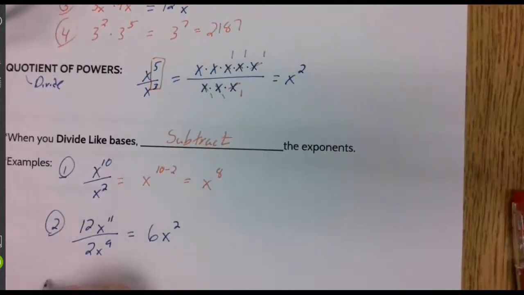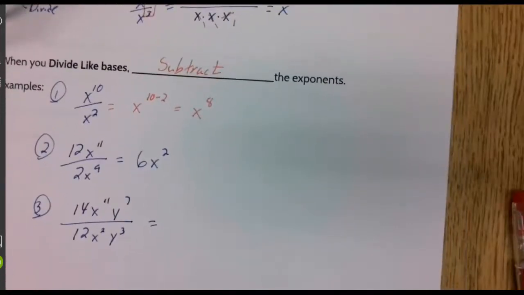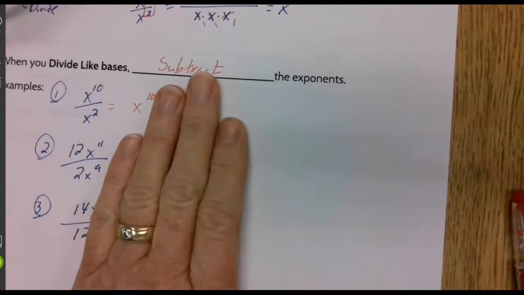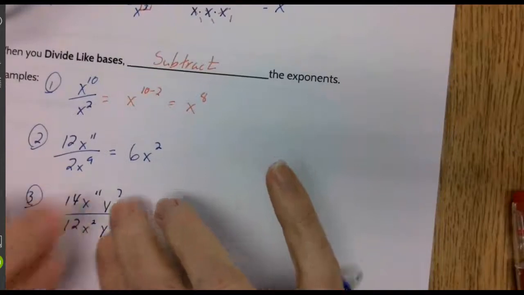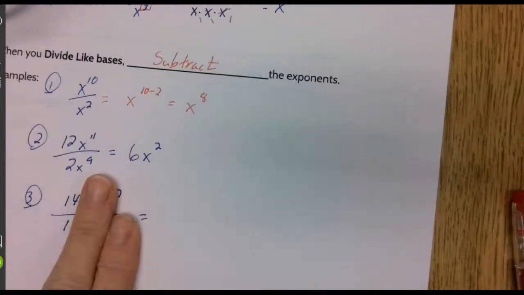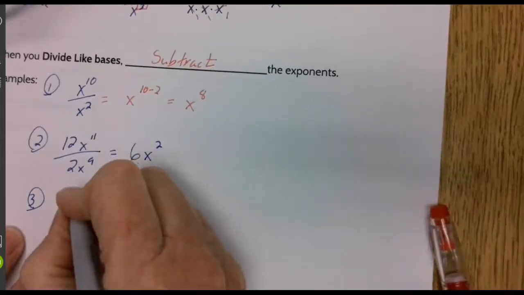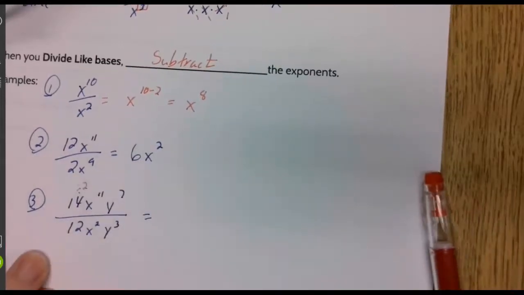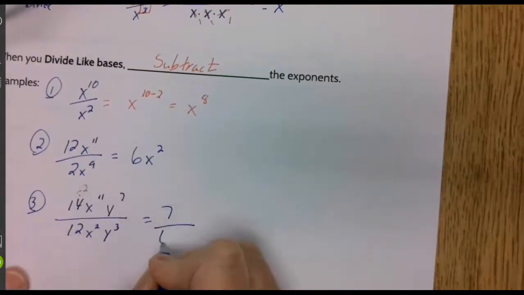Okay, so number 3, I have 14 x to the 11th, y to the 7th, over 12 x to the 2nd, y to the 3rd. So again, treat it as three different problems. 14 over 12, x to the 11th over x squared, y to the 7th over y to the 3rd. So if I have 14 over 12, now 12 cannot divide into 14, but I can reduce both of those by a 2. 14 divided by 2 is 7. 12 divided by 2 is 6.